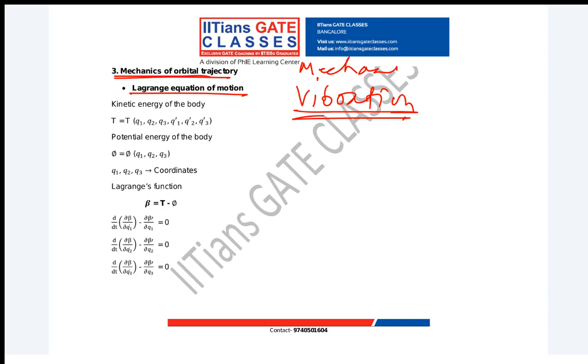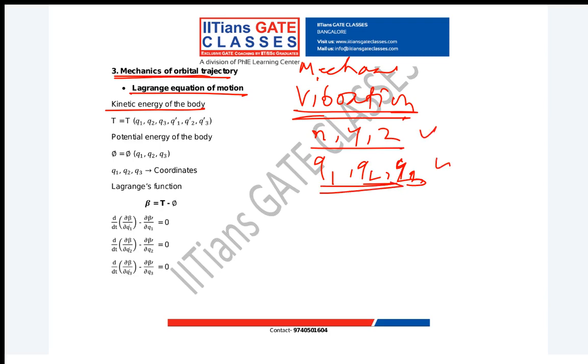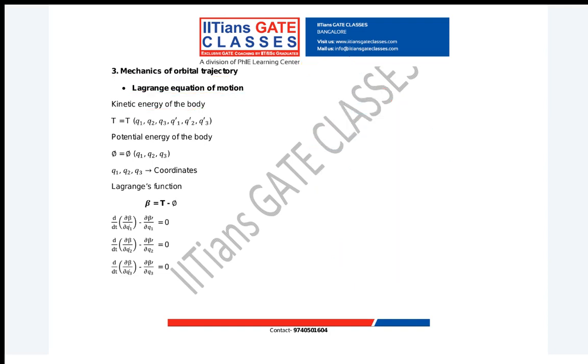Okay. So what Lagrange equation says, your kinetic energy is a function of your coordinates, right? Like you have x, y, z coordinates. Here they are represented as q1, q2 and q3. And you can have velocities, like x dot, y dot, z dot. Same way it is q1 dot, q2 dot and q3 dot. So T is kinetic energy, and phi is potential energy. Potential energy is always a function of coordinates, and kinetic energy is mostly a function of velocities.